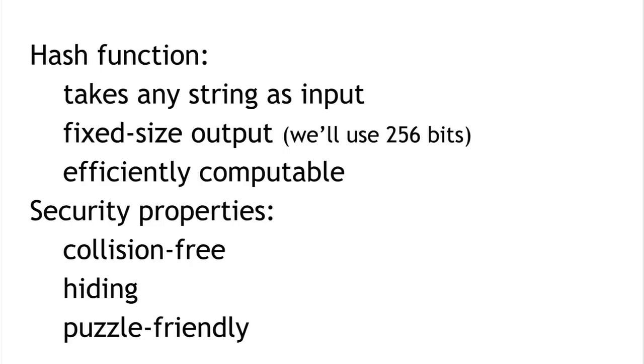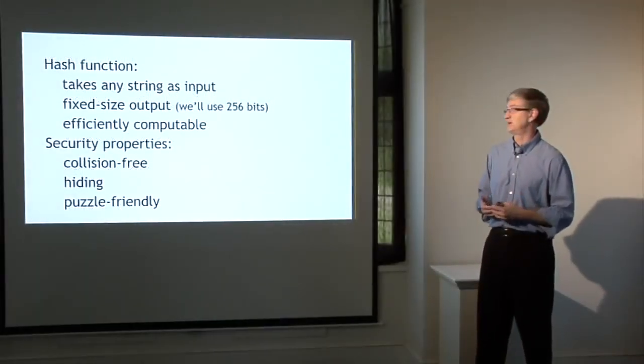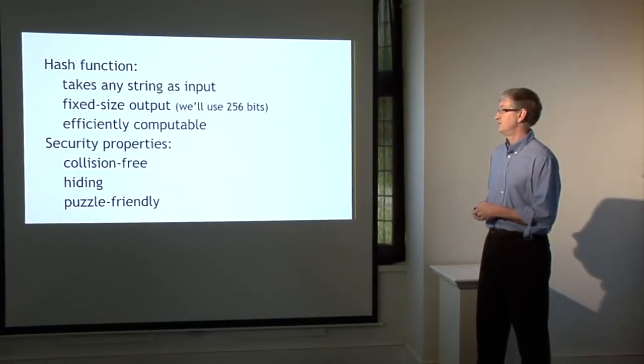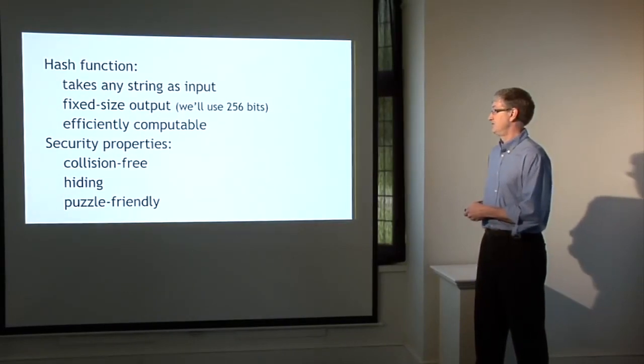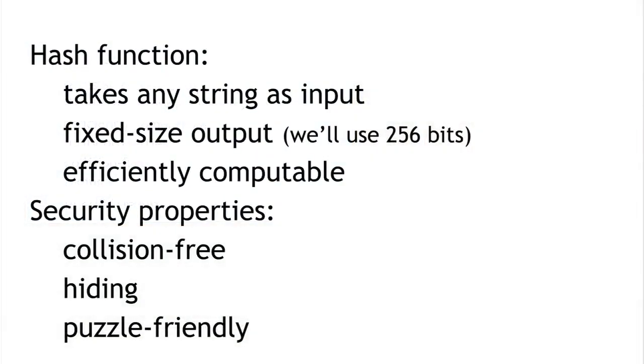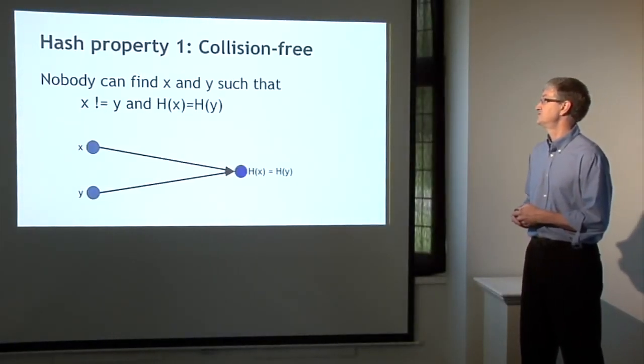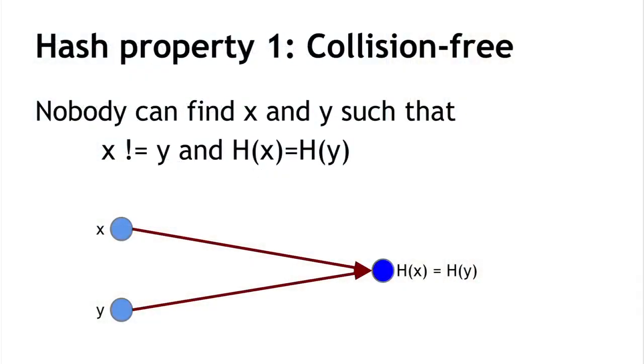So that's a hash function, but we're going to need hash functions that are cryptographically secure. The cryptographic properties of hash functions are a complicated topic in general, but we're going to focus here on three particular properties, and I'll explain in a minute what those are. In particular, that the function is collision-free, that it has a hiding property, and that it's puzzle-friendly. And for each of these, I'll talk about what the property is, what it means, and then I'll talk about why it's useful to have a function that has that property. So first, collision-free.